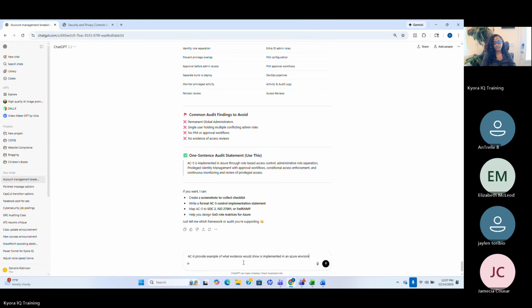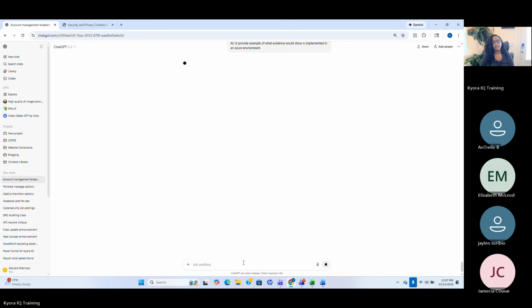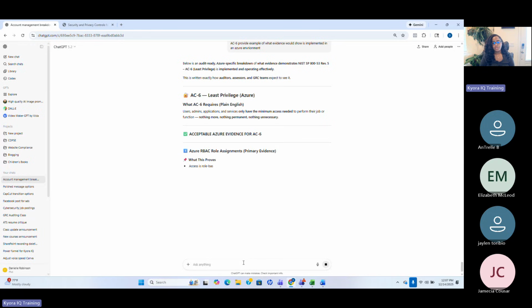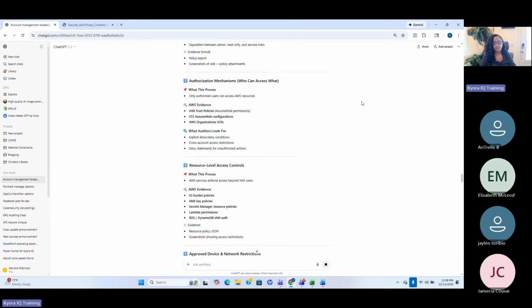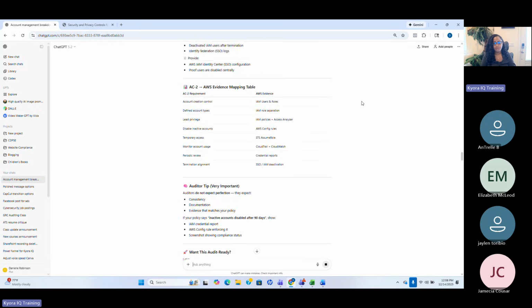Right, so AC6 requires user admins, applications, and services only have minimum access needed to perform their job or function, nothing more, nothing permanent, nothing unnecessary. What this proves: role-based permissions aligned to job duties, over-privileged access voided, role assignments are scoped. I don't want to do this one. Hold on, let me find a different one, because the other thing about the NIST controls, some of them overlap, right? Like, we've already talked about that.